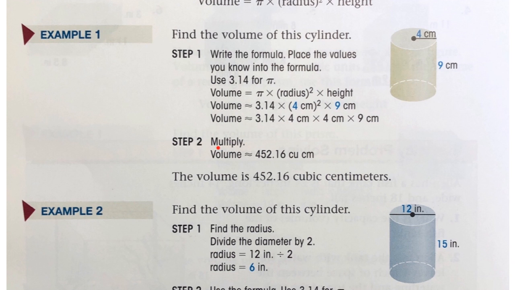Step 2 is to just do that multiplication. And so when you do all the multiplication, we get 452 and 16/100 cubic centimeters. That's the volume.